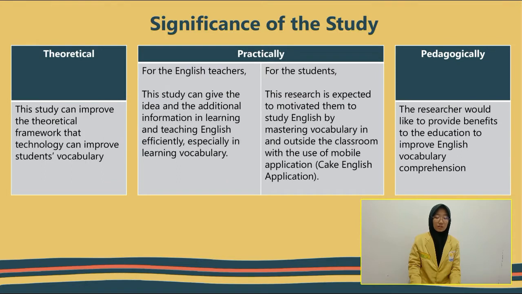And then the significance of the study. There are three significances of the study. First is theoretical. This study can improve the theoretical framework that technology can improve students' vocabulary. The second is practical. For the English teachers, this study can give ideas and additional information in learning and teaching English efficiently, especially in learning vocabulary. And for the students, this research is expected to motivate them to study English, especially to master vocabulary outside and inside the classroom. And the last is pedagogical. The researcher would like to provide benefits to education to improve English vocabulary comprehension.